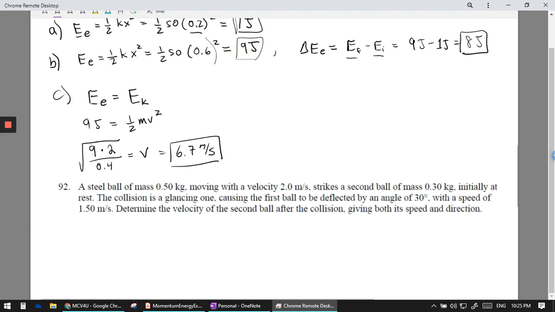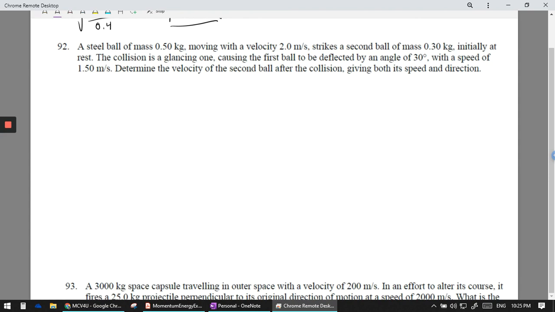All right, one more question here. A steel ball moving with a velocity of 2 meters per second strikes a second steel ball. The collision is a glancing one, causing the first one to be deflected at an angle of 30 with a speed of 1.5. Determine the velocity of the second ball after the collision, giving both its speed and direction. Okay, so here we've got a glancing blow scenario. So we've got one ball, and then we've got another ball here. This guy's coming in, right? And we know that it's got 2 meters per second.